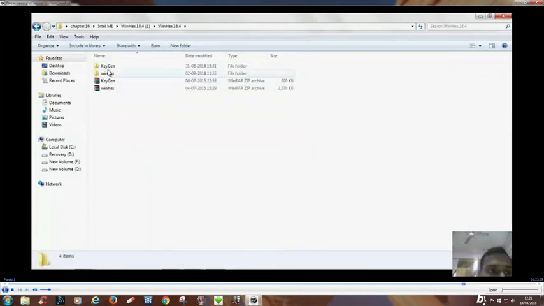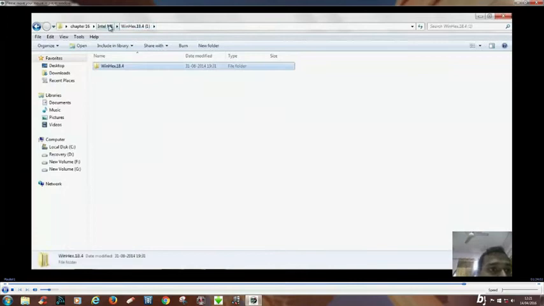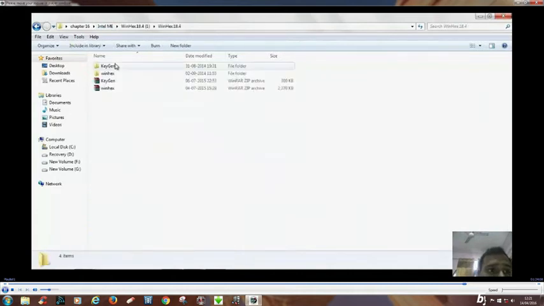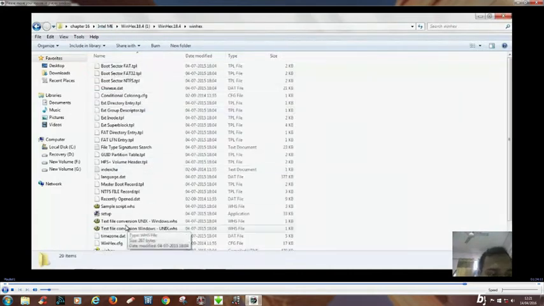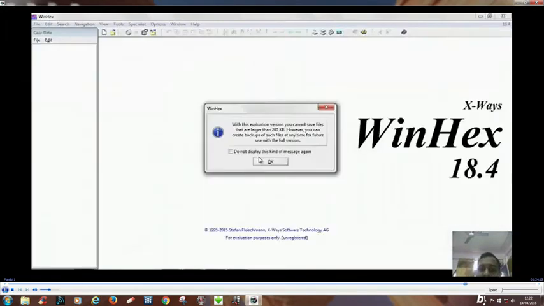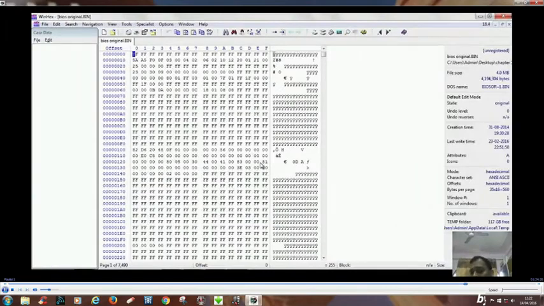I have downloaded it from the internet, having keygen also. So you can get this copy from me. WinHex. The first software you will require is WinHex. What is this? This is basically a hex editor. You can see over here, this is a kind of hex editor. I have also tried another hex editor, that is Ultra Edit, but I find WinHex to be much better than Ultra Edit.